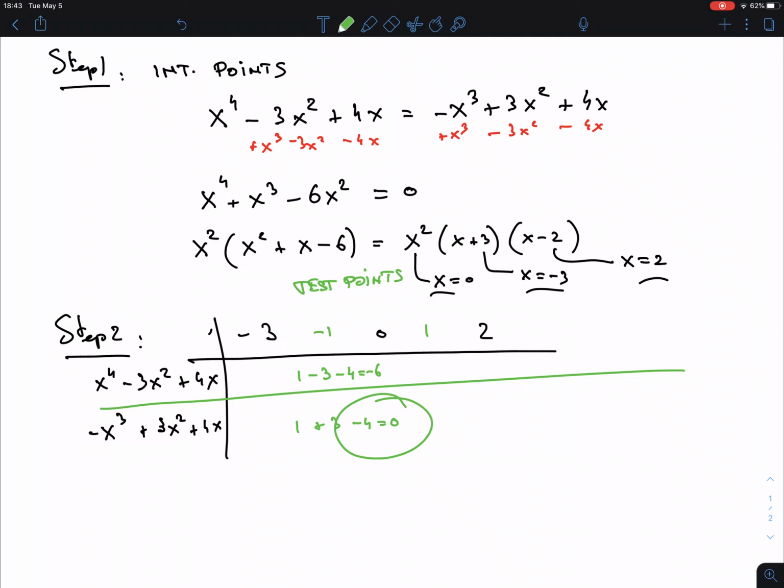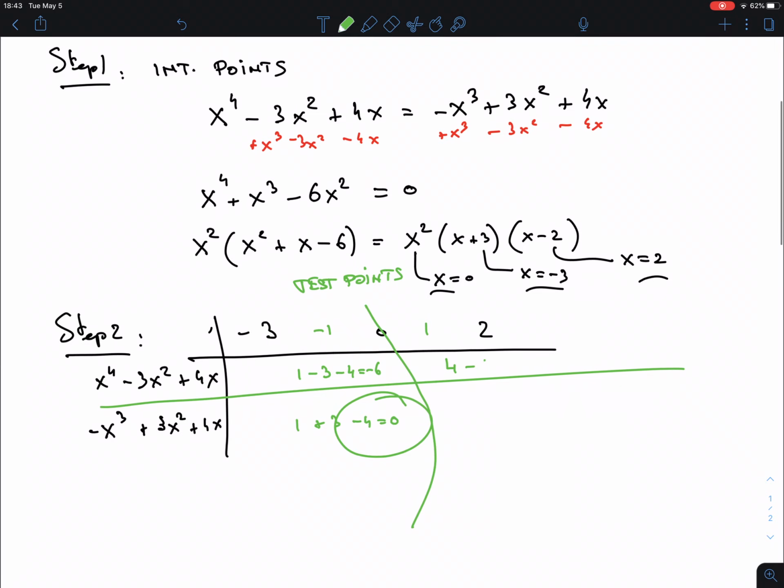Sorry, I got a little bit short of space here. So let's look at the other one. I get 4 minus 3 plus 4, that is 5. And then in the other curve, I get -1 plus 3 plus 4, that is 6.